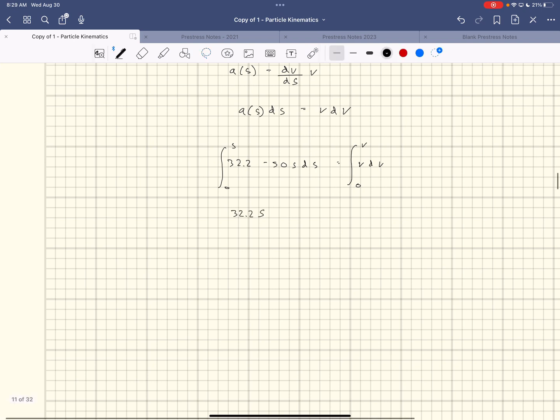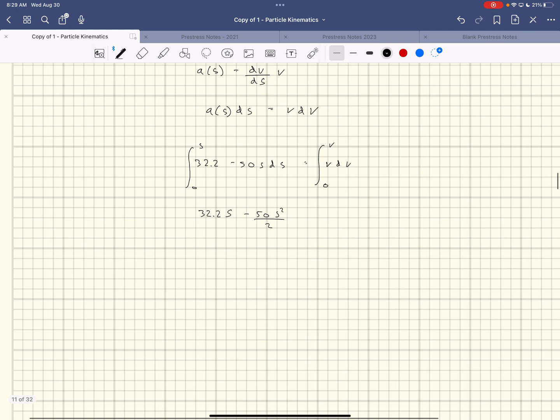32.2 s minus 50 s squared over 2, right? You can do that one in your head if you like to do that sort of thing. And the right-hand side is going to be v squared over 2, just an integral of v dv. Great. So that's where we're at right now. This is what we talked about. I mentioned this in our solution procedure.